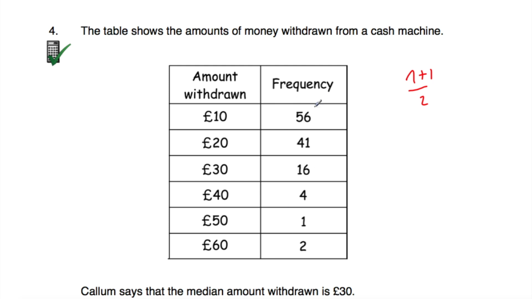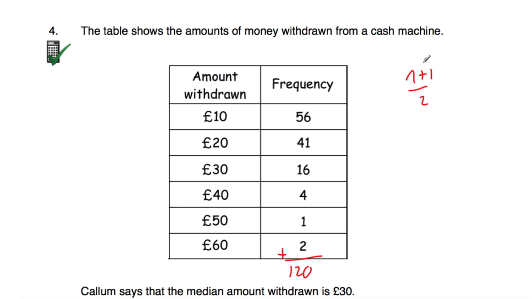So let's work out how many times money was withdrawn from the cash machine. Let's get our calculator and add these values up to find the total frequency. Whenever we add up all these frequencies, 56, 41, 16, 4, 1 and 2, we get an answer of 120. So that means there's 120 withdrawals made from this cash machine.